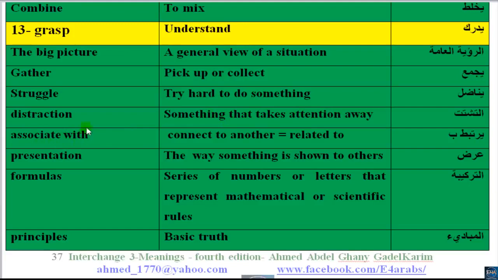Associate with. So here's the preposition with. Associate with, connect to another thing. Connect to. Associate with, connect to, related to. Also in American, I can make the T soft D, related to. Associate with, connect to, related to. Presentation, the way something is shown to others.